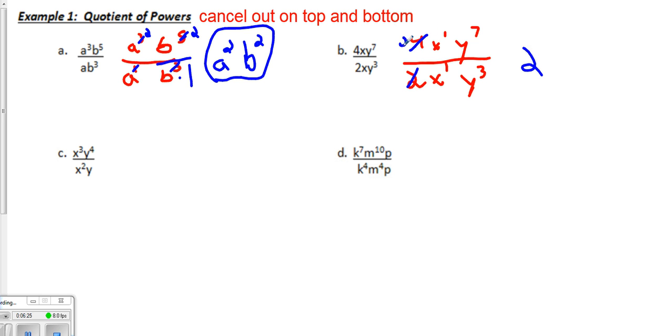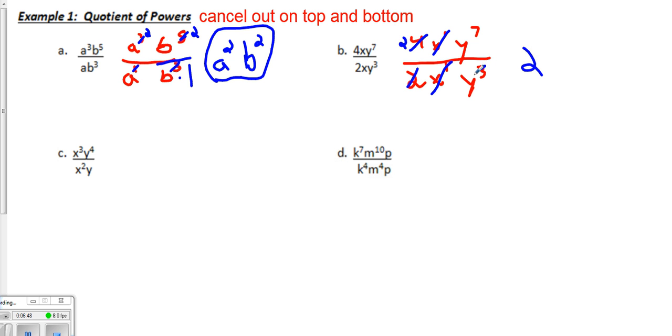Cancel, cancel, I'll rewrite in the 2 there. X to the 1 and x to the 1 cancel out. So it's like we have an x to the 0th power, but remember x to the 0th is just 1. 2 times 1 would still be 2. So we really don't even need that part. They just cancel out and we're done.